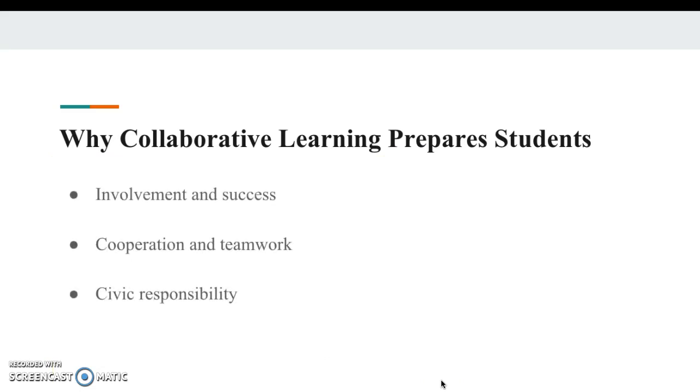In terms of where students are going to be after they leave NICC, collaborative learning prepares students for the future. It allows them to be involved. It gives them success, for those students who maybe couldn't do those things on their own. It also allows those students who are maybe at the top end to help teach those who are at the bottom. And so it's a good place for all students to be.